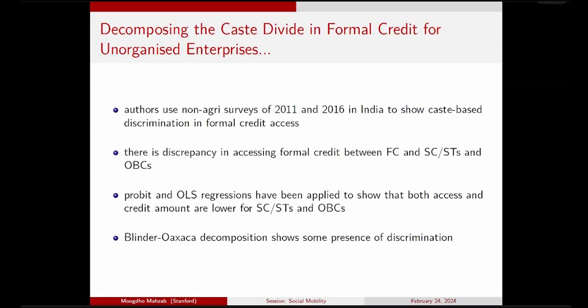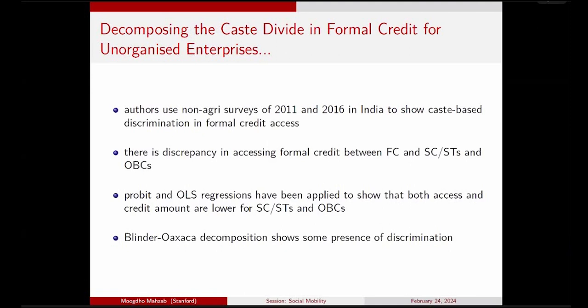So the authors use NSS surveys of 2011 and 2016 in India to show caste-based discrimination in formal credit access. Extremely important question, and it's a very, I would say, sensitive and important issue with a lot of political economy aspects as well. And the authors have found, using this data, that there is a discrepancy in accessing formal credit between FC, forward caste, and SCs, STs, and OBCs as well.